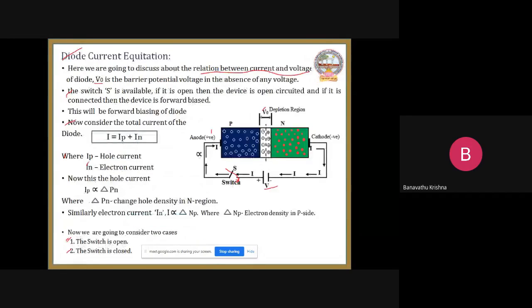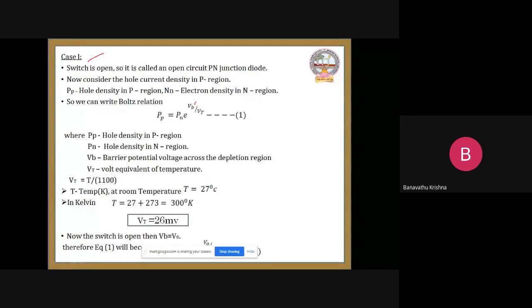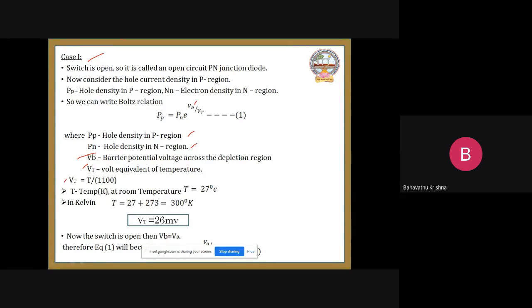VB is the barrier potential voltage across the depletion region, and VT is the volt equivalent of temperature. VT equals T by 11600, where T is in Kelvin. At room temperature, T equal to 27 degrees Celsius, the value can be represented as VT equal to 26 millivolts. Wherever you require this value, you can mention VT equal to 26 millivolts.